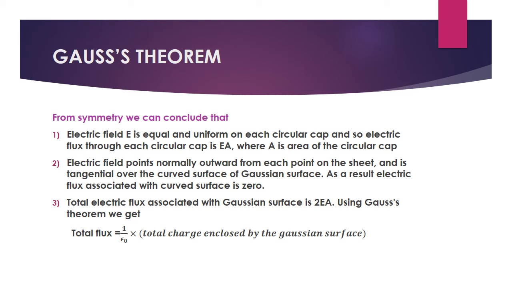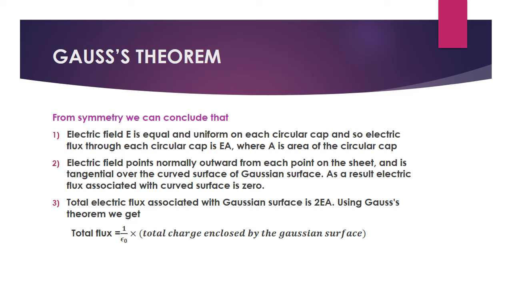Now since the electric field points normally outwards from each point on the sheet, the electric field must be tangential over the curved surface. That means no electric field lines are cutting through the curved surface of the Gaussian surface. As such, the electric flux associated with the curved surface should be 0. So the total electric flux associated with the Gaussian surface is equal to the electric flux associated with the two circular caps only, that is 2 multiplied by E multiplied by A.